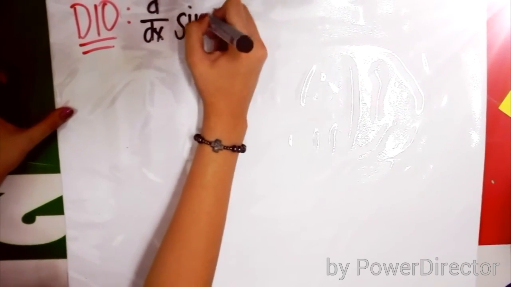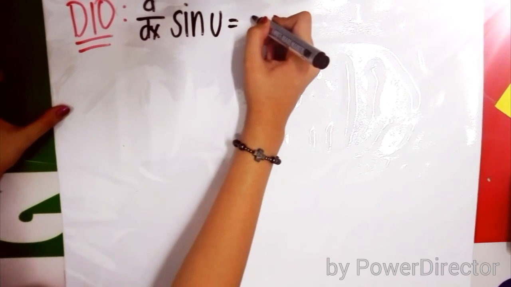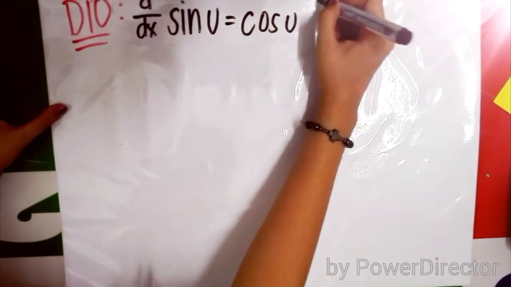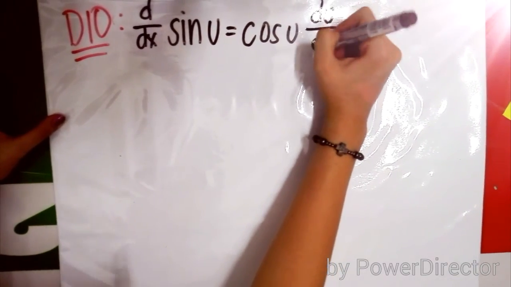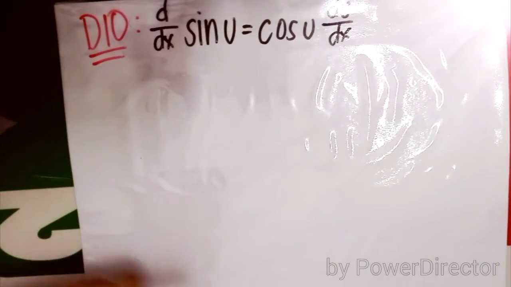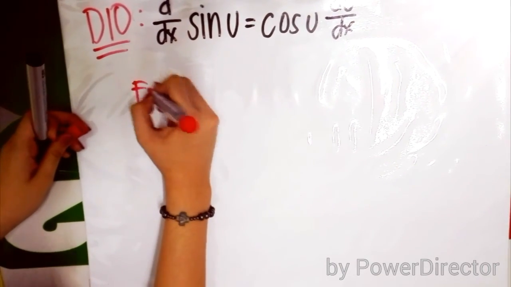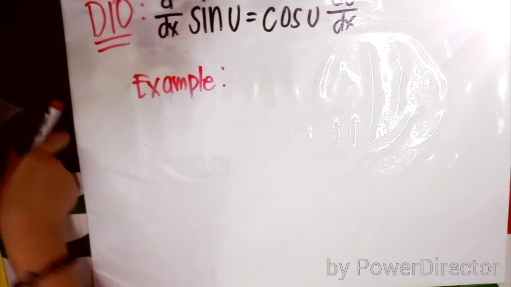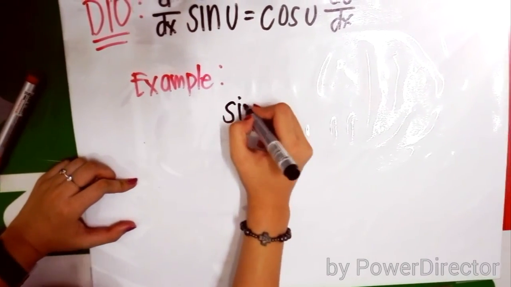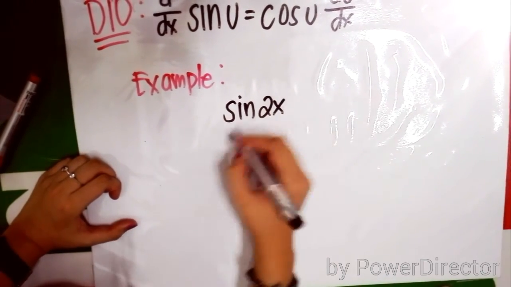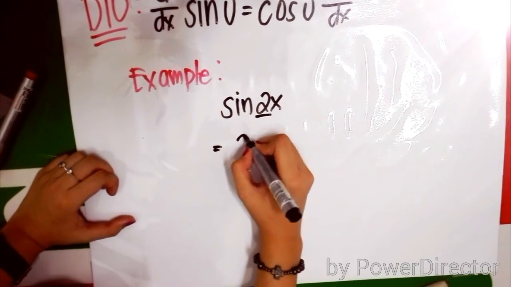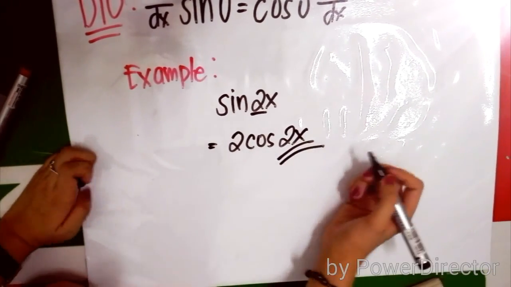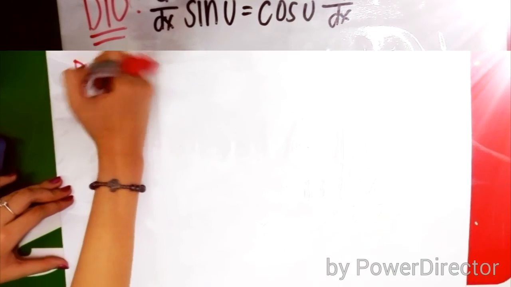The derivative of sine u is equivalent to cosine u times du over dx. For our example, we have sine 2x. For the first part, we will get the derivative of 2x, which is 2, then cosine 2x. So the answer is 2 cosine 2x.